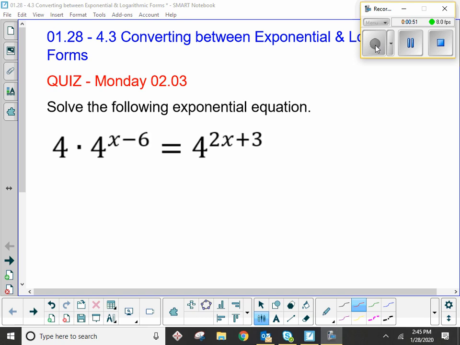Our goal is to get one base on the left and one base on the right, because once the bases are the same, you can set the exponents equal and do more math or solve. But we can't do that yet on the left because there's two bases. So we have to figure out which exponent rule applies here on the left-hand side. Any ideas? Which exponent rule can we use on the left to condense those two 4s into one 4?